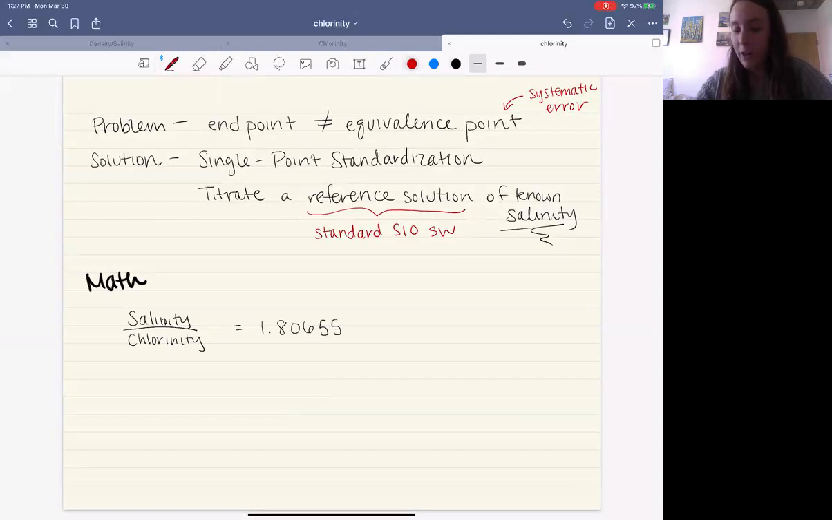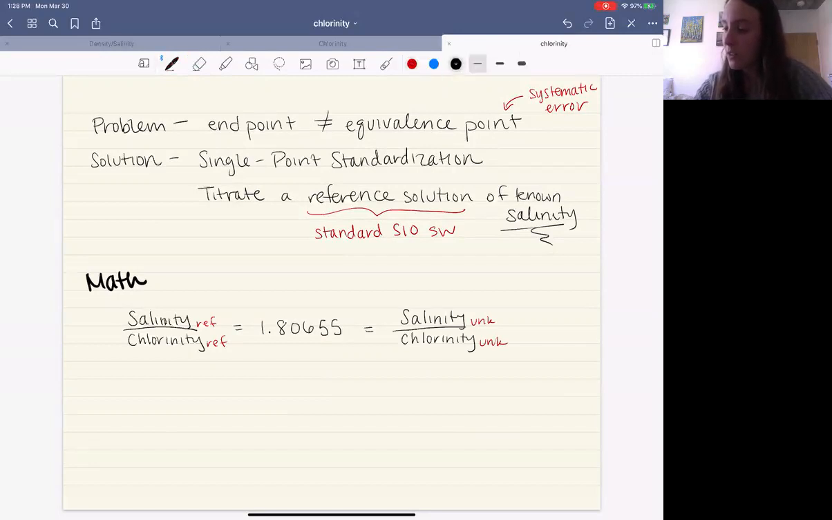Okay, so we did our titration with a reference solution, so we can write that equation using those reference values. We also did the titration using our unknown, and that ratio will be exactly the same. That's just a constant. So unknown, unknown. Okay, so we can set those equal to each other, and now that's how we use our reference solution to connect to our unknown, and also using that known salinity of the reference, we can connect back to chlorinity.